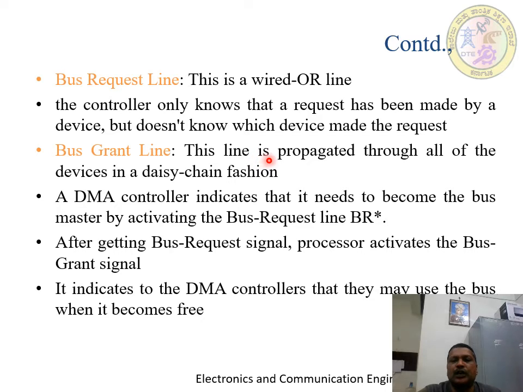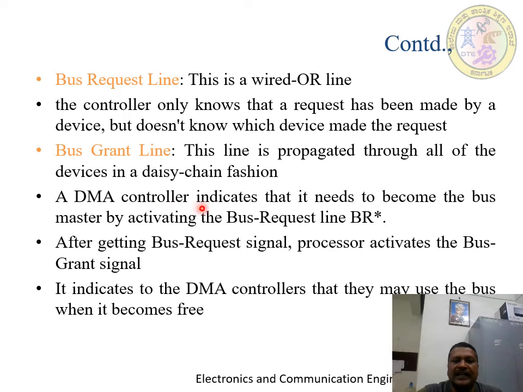Bus grant line. This line is propagated to all of the devices in a daisy chain fashion. So this bus request is generated by the devices, and in turn bus grant is generated by the processor, and this line propagates to all of the devices in a daisy chain fashion.